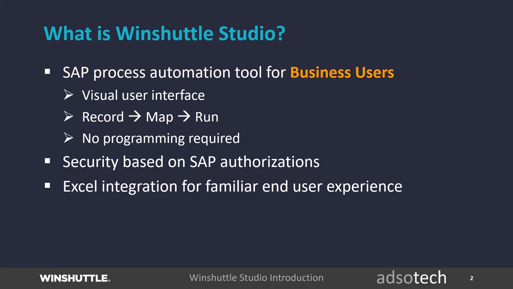The security of Winshuttle is based on the SAP authorization. This is something I'll talk a bit more about once we get to the actual product demonstration, but it's all based on SAP authorization. So whatever security constraints you have in place on the SAP side, all of those will be respected by Winshuttle. So when you are working with Winshuttle Studio and recording scripts, you can't do anything that you wouldn't normally be able to do in that T code in SAP. You can only access those T codes that you're authorized to access, and when you are working in those, you can only do things that you would normally be able to do in SAP in those same T codes.